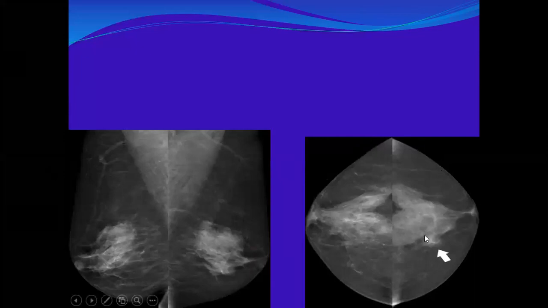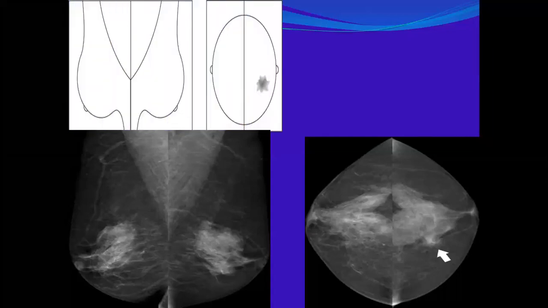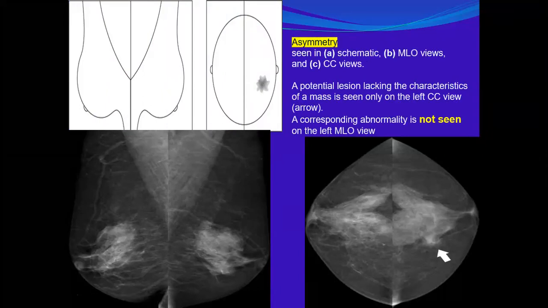And here, I could appreciate an area of asymmetry that has no correlate in the MLO. So what do we call it? Asymmetry. When we see an asymmetry in one view and not in the other, we call it an asymmetry: a potential lesion lacking the characteristics of a mass, seen in a single projection and not seen in the other standard projections.